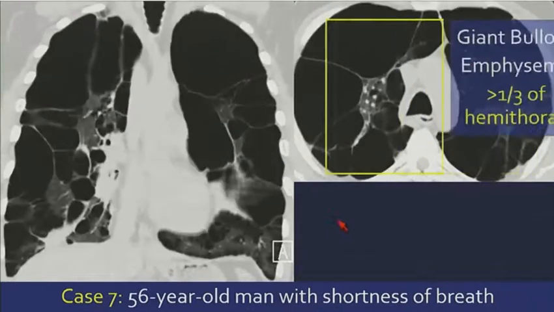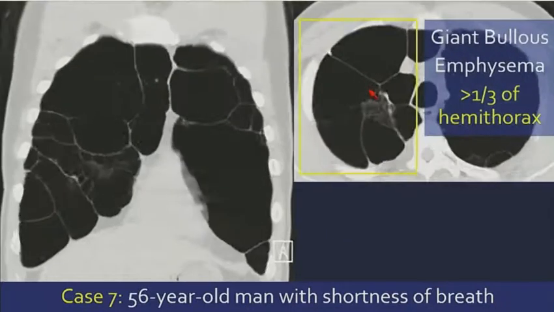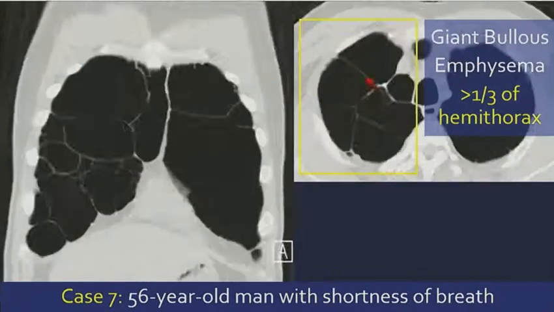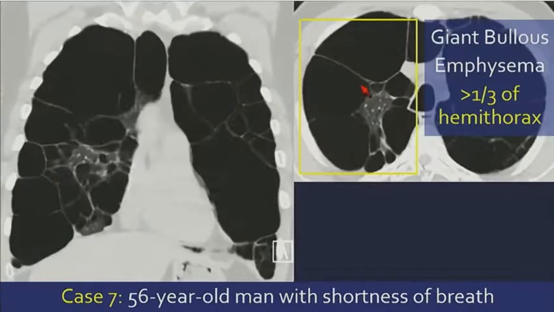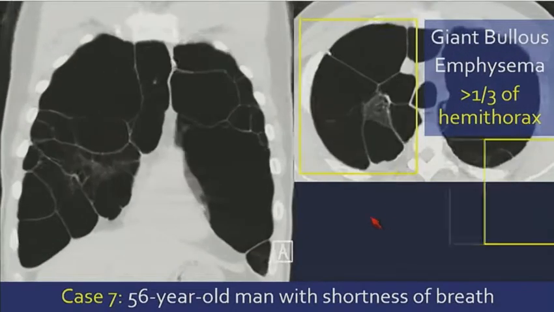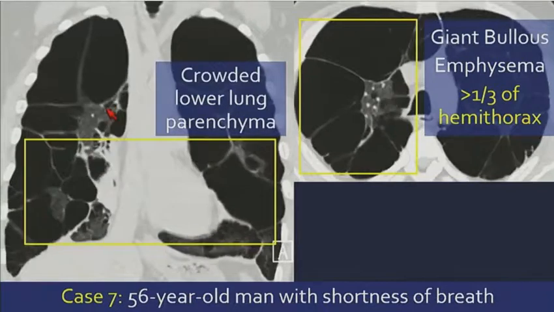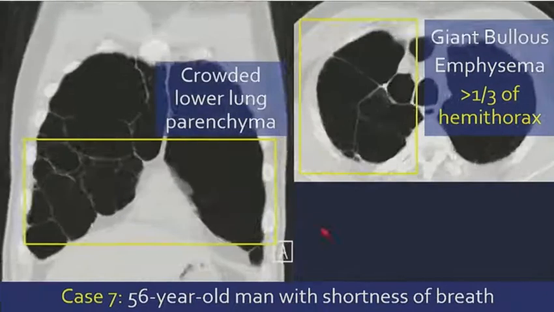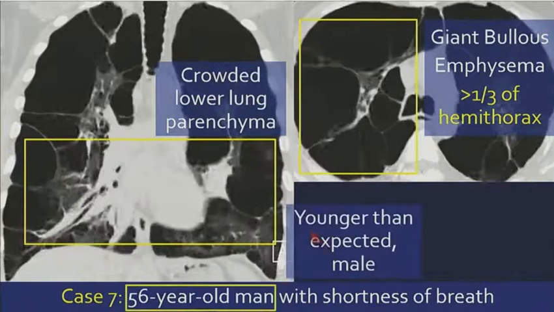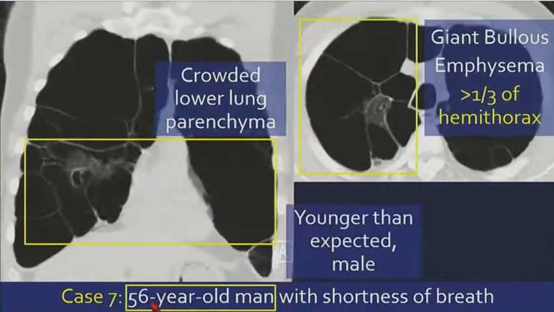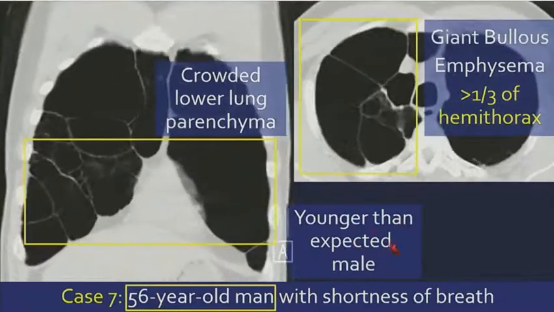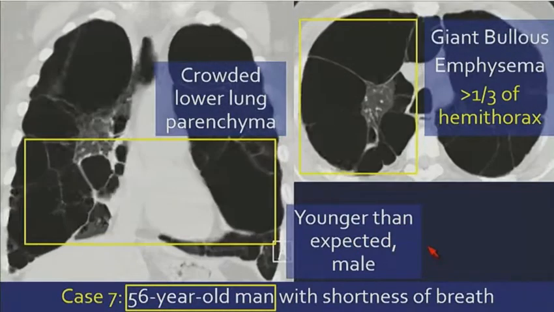So let's review this case. So here we have multiple large bullae, in fact, it's called giant bullous emphysema. That's another term for this. Technically they have to occupy more than 1/3 of each hemithorax for this to be called vanishing lung disease or vanishing lung syndrome. And the lower lung parenchyma here is crowded in the setting of all of these large bullae within the upper lobes here. Also, another clue is that this is a younger than expected male for this high degree of emphysema, and most of these patients with this condition are male.